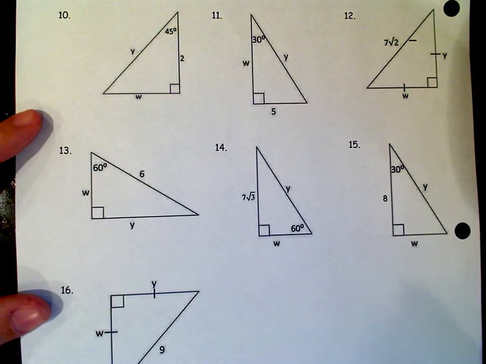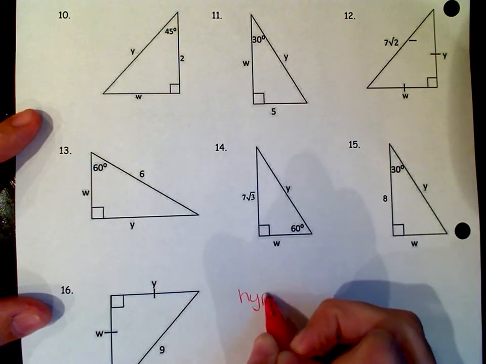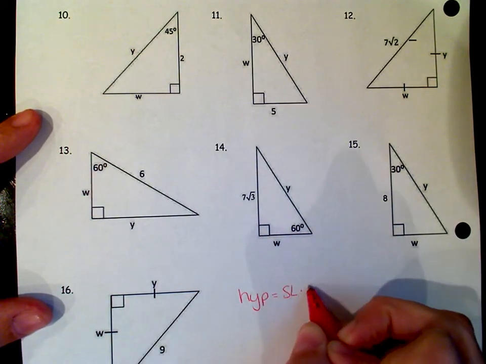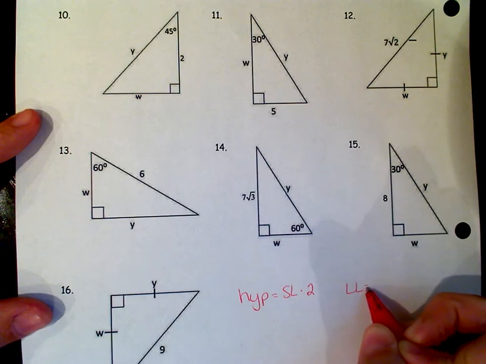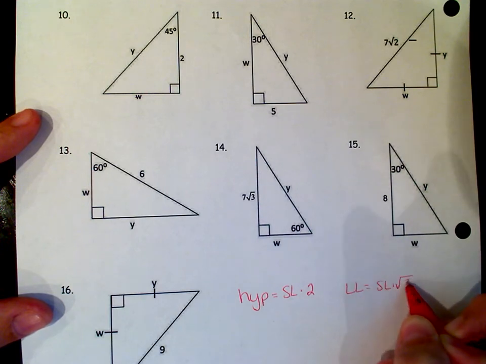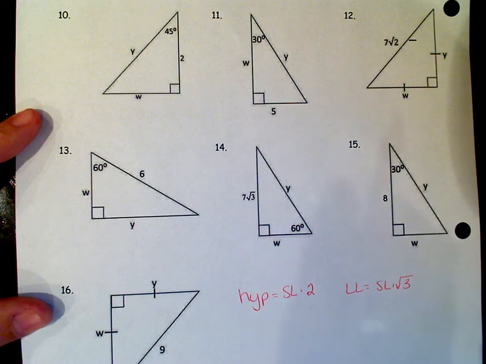The formulas for these that you need to remember: the hypotenuse is the short leg times 2, and the long leg is the short leg times the square root of 3.